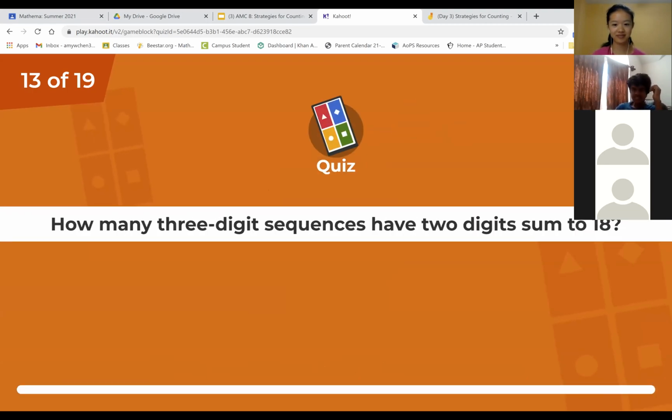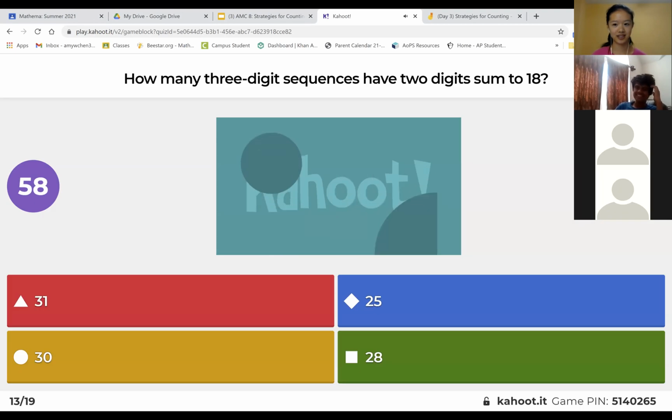How many 3-digit sequences have 2 digits? Okay. This is an easy problem. Yeah, this is not too hard because there's only one.